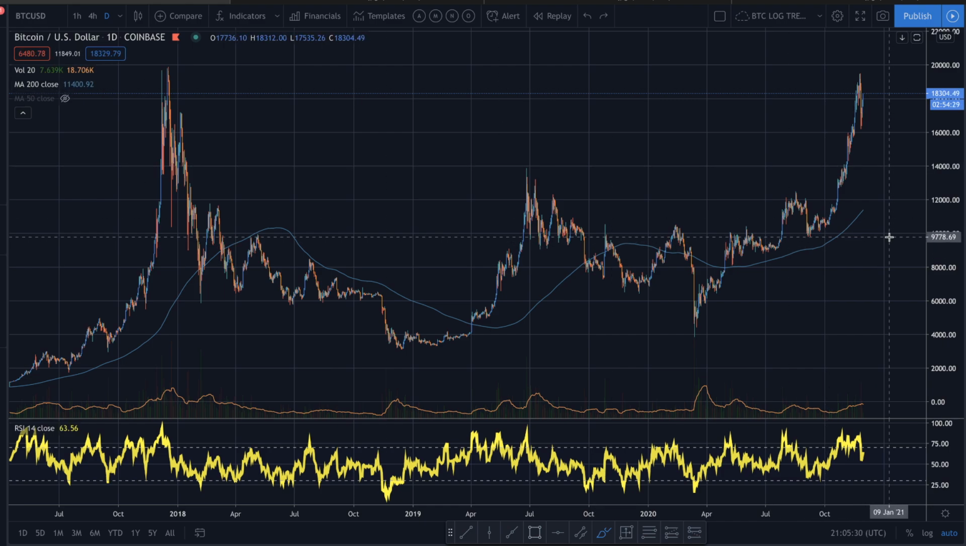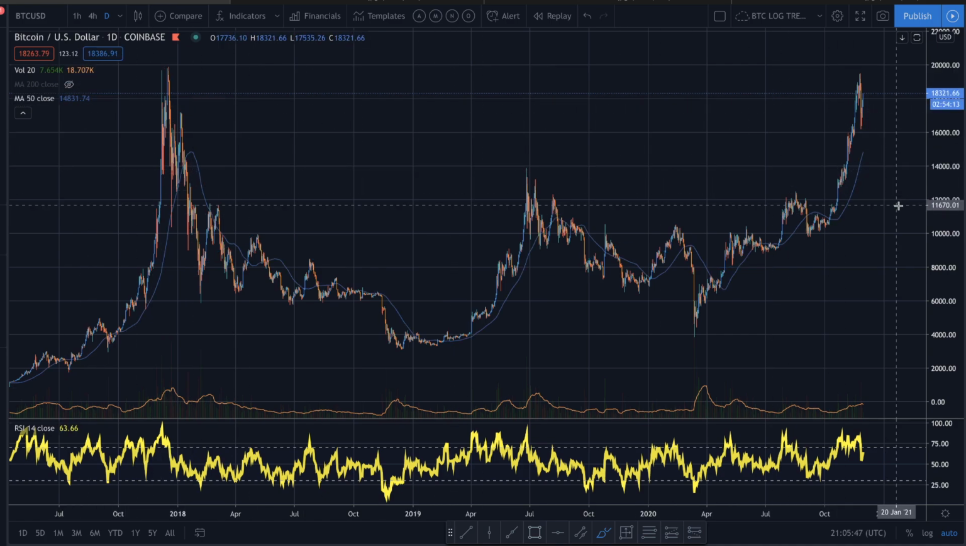At the current price, for example, if we read this blue number up here, the blue number just where my cursor was a second ago, the average price of the past 200 days right now is $11,400. So that's what a simple moving average will tell us. If we look at, for example, the 50-day moving average, then the average price over the past 50 days right now is $14,831. So that's the simple moving average.